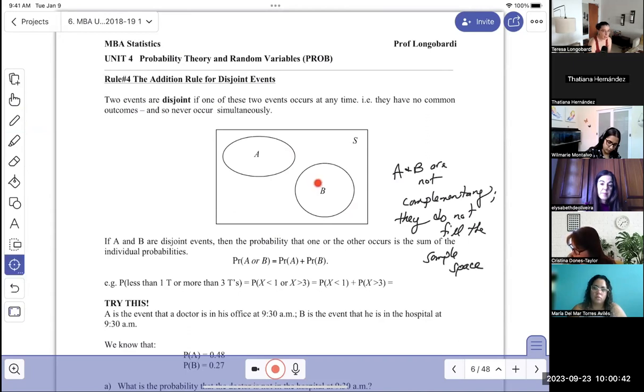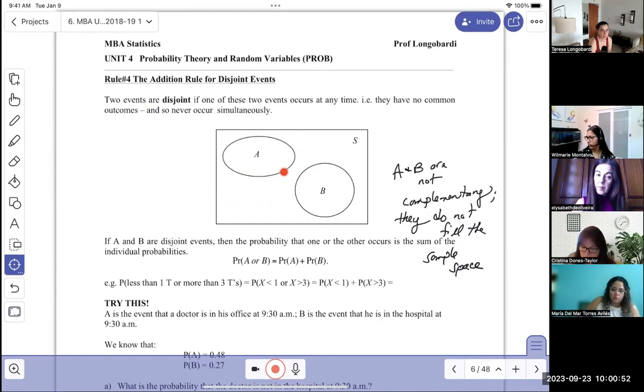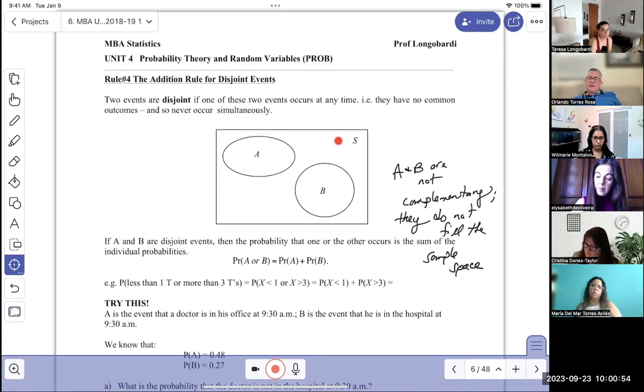So you have A, B, and you have this outside part. What should we call the outside part? The sample space, not A and not B. Being outside here, you can call it not A and B. I use the example of going to a salon.